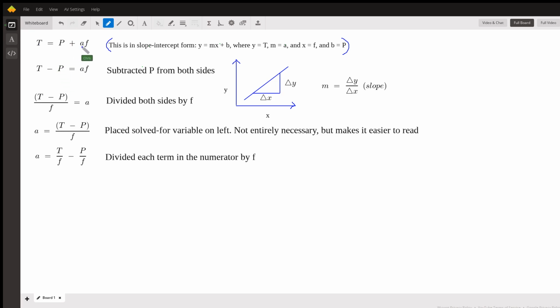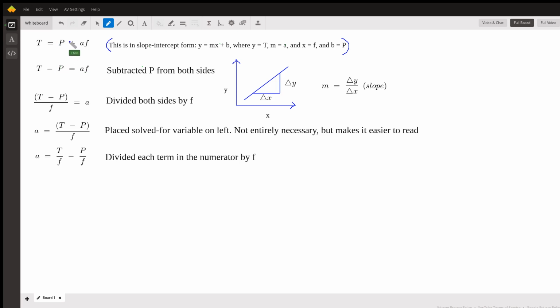The first thing we want to do is start with the last thing that was done and undo it. P was added to the product AF, so we need to subtract P from this product. We do that to both sides. So we've got T minus P equals AF minus P. That leaves no P over here, and it puts it over here. Notice that it's positive over here and negative over here.